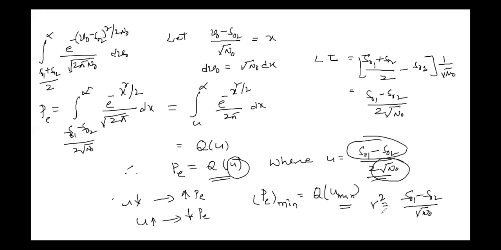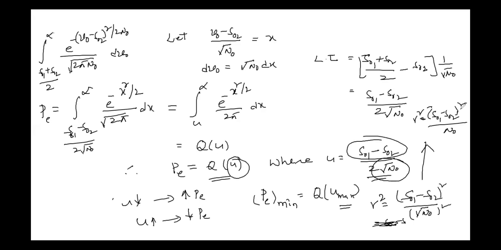Why? If you take square of this one, what will happen? It becomes square, and this becomes square. It is simply equal to S01 minus S02. This simply becomes gamma square equal to S01 minus S02 whole square divided by n naught. Here this is signal value.